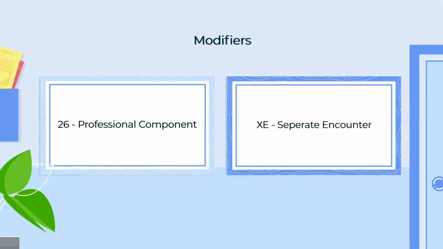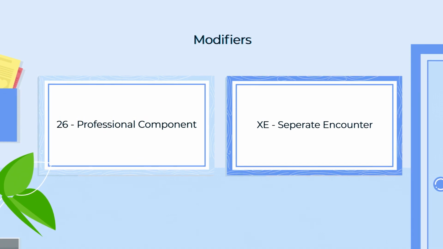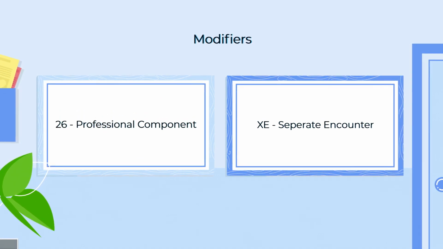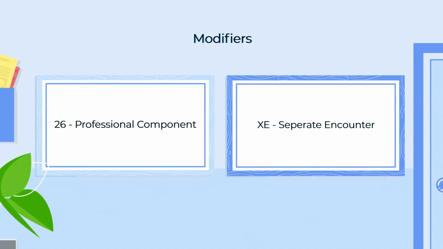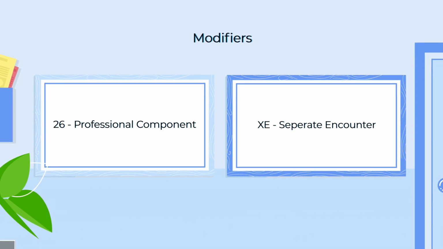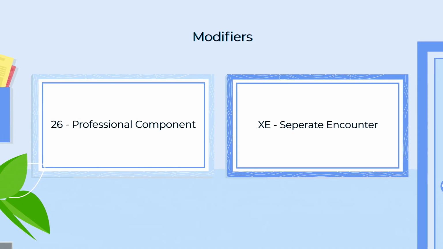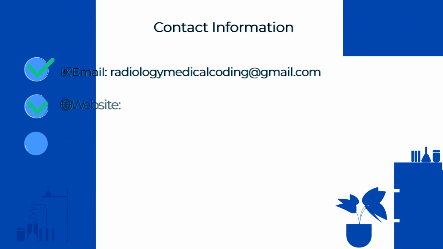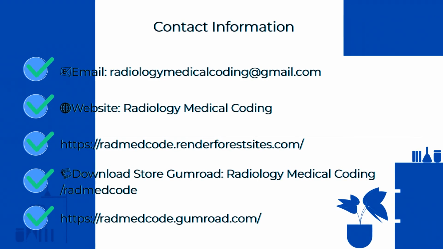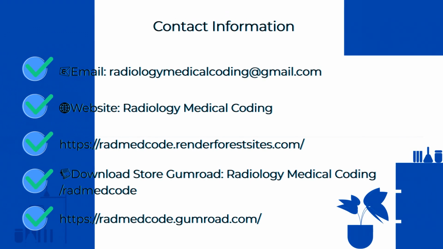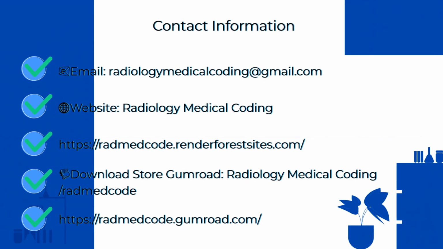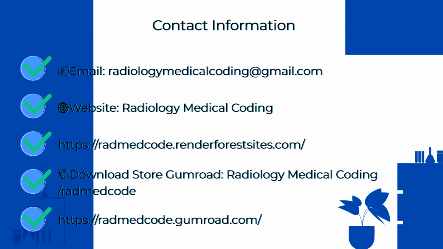Using modifiers like 26 and XE appropriately helps ensure accurate billing and avoids denials based on National Correct Coding Initiative (NCCI) edits. These guidelines reinforce the importance of pairing accurate coding with strong documentation to support the need for repeated imaging services. Great job sticking with it. You've just tackled the core tools of radiology coding. Whether you're learning the ropes or sharpening your skills, this knowledge will carry you far.